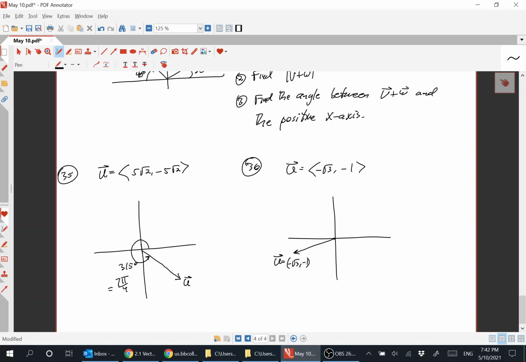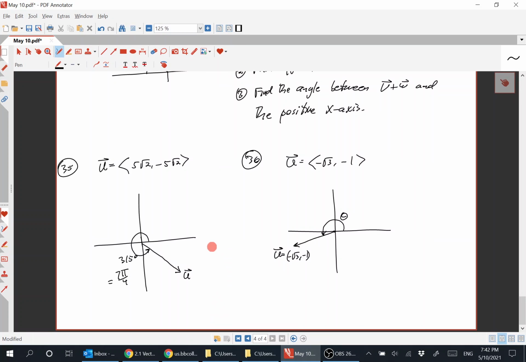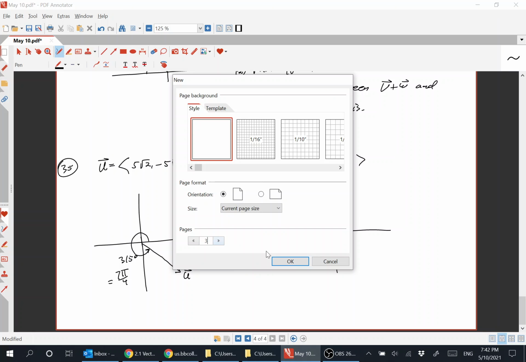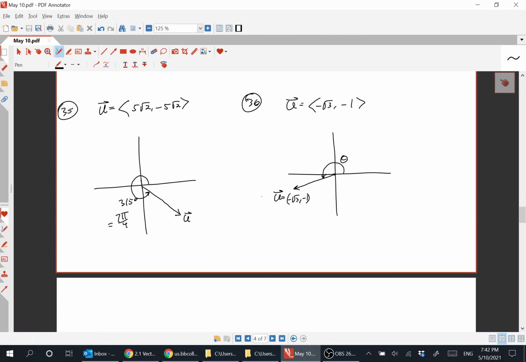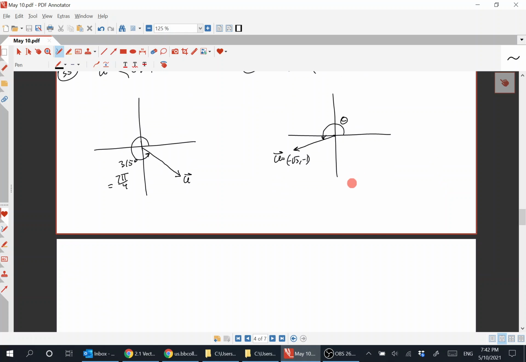Now, how does one find this angle here? If you look at this, if we look at this as a vector in the first quadrant, it becomes a little clearer, the picture.